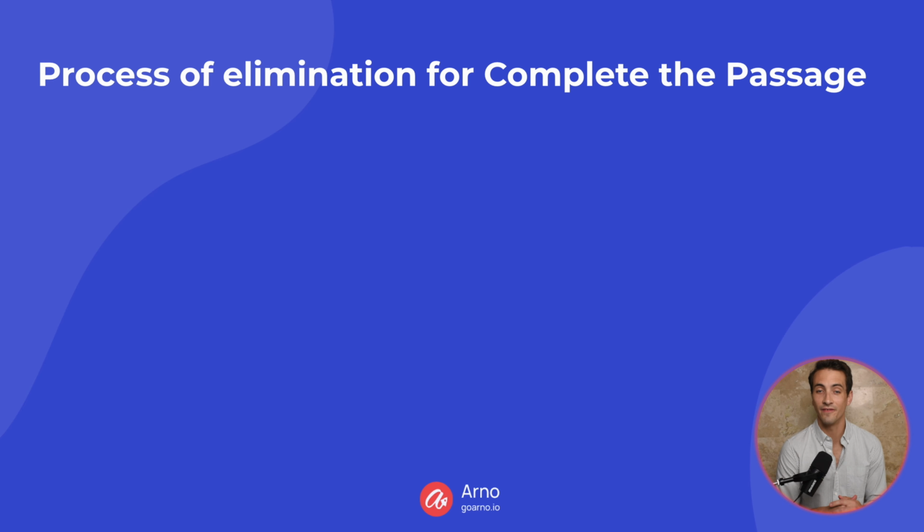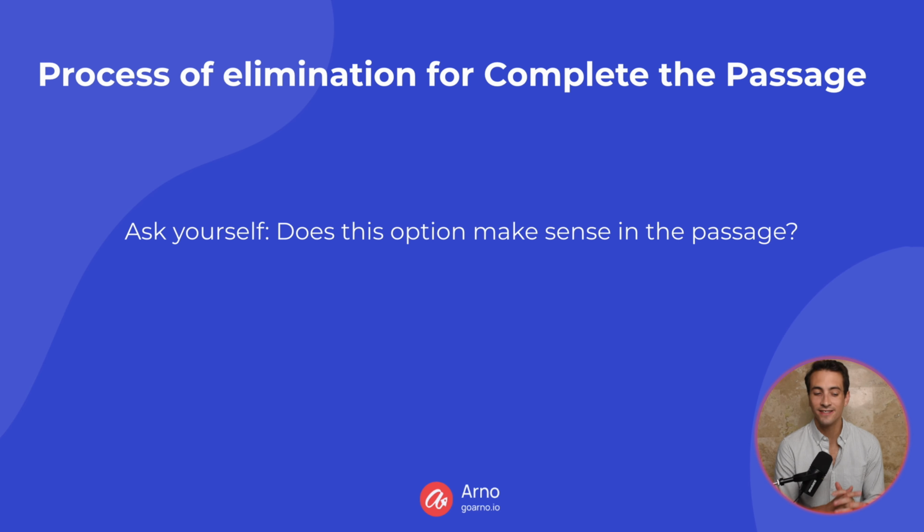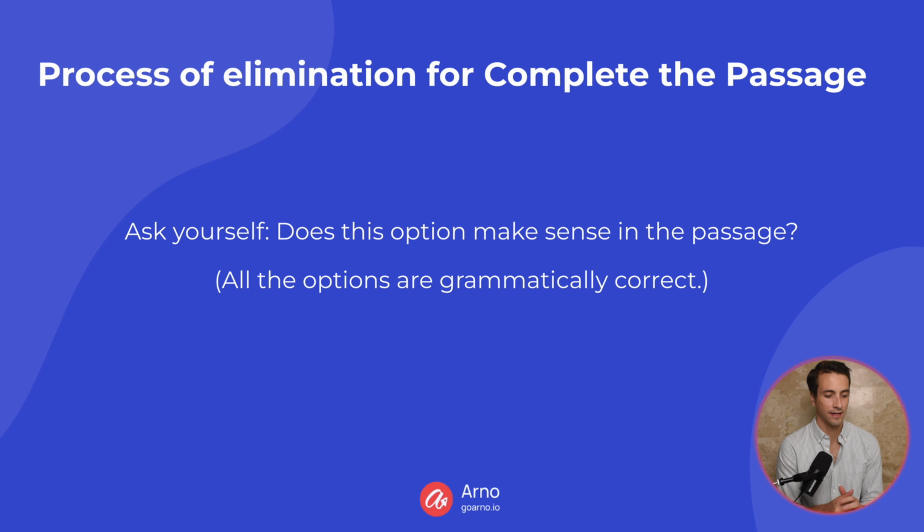So process of elimination for complete the passage will consist of just asking yourself this question. Does this option make sense in the passage? The reason is that all of the options you are given will be grammatically correct. Okay, so with this question type, you're not being tested on your grammar. All of the options will be grammatically correct. You are being tested on your comprehension. So that's why you only ask yourself, does this option make sense in the passage?